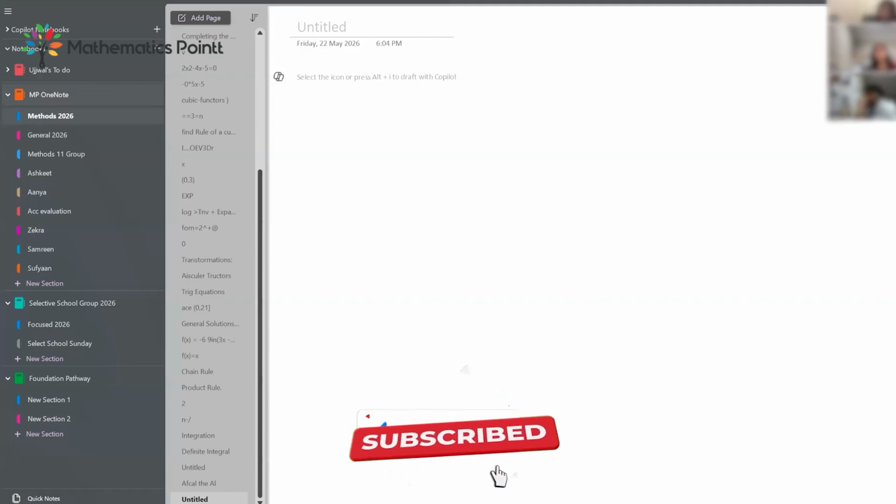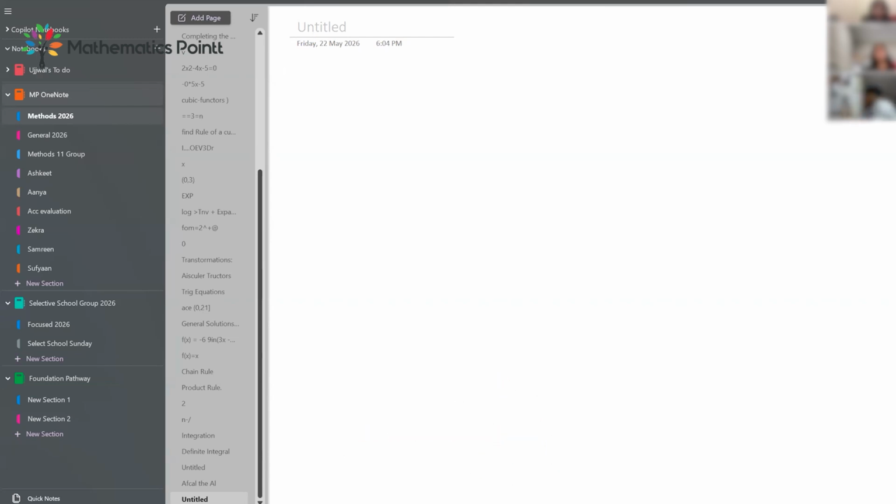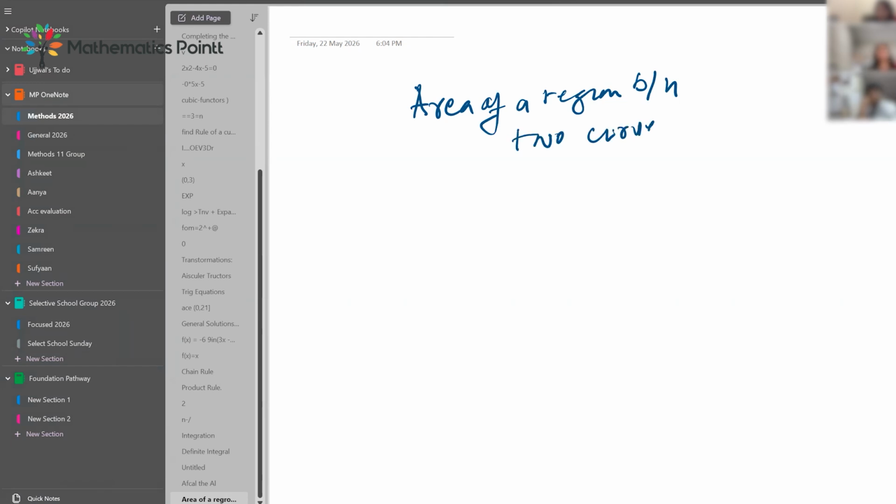So what we are going to learn is called area of a region between two curves.